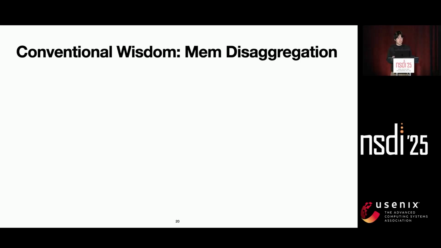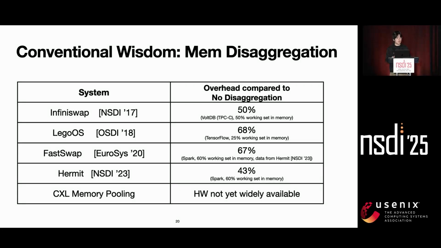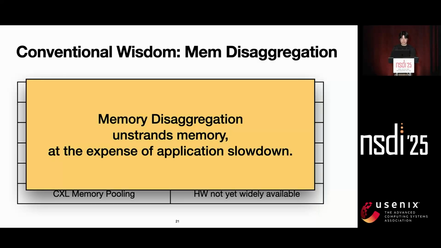Memory disaggregation is a promising line of work that solves stranded memory by transparently pulling it across servers. However, the transparency comes at a performance cost. Because any memory access can be local or remote, it is challenging for developers and systems to optimize based on memory access patterns, introducing non-negligible overhead. As a result, memory disaggregation can unstrand memory, but at the expense of application slowdowns.